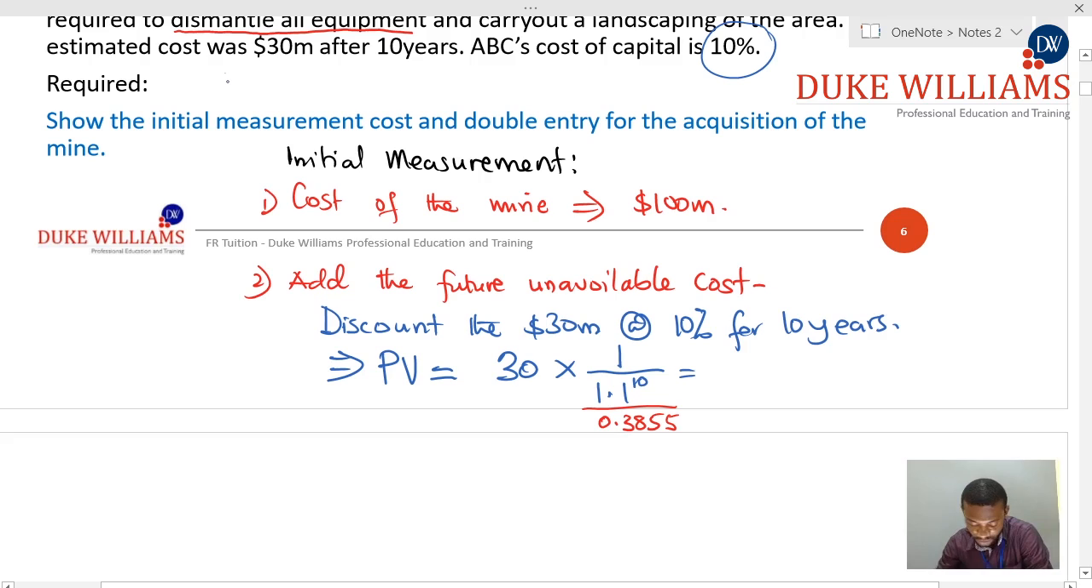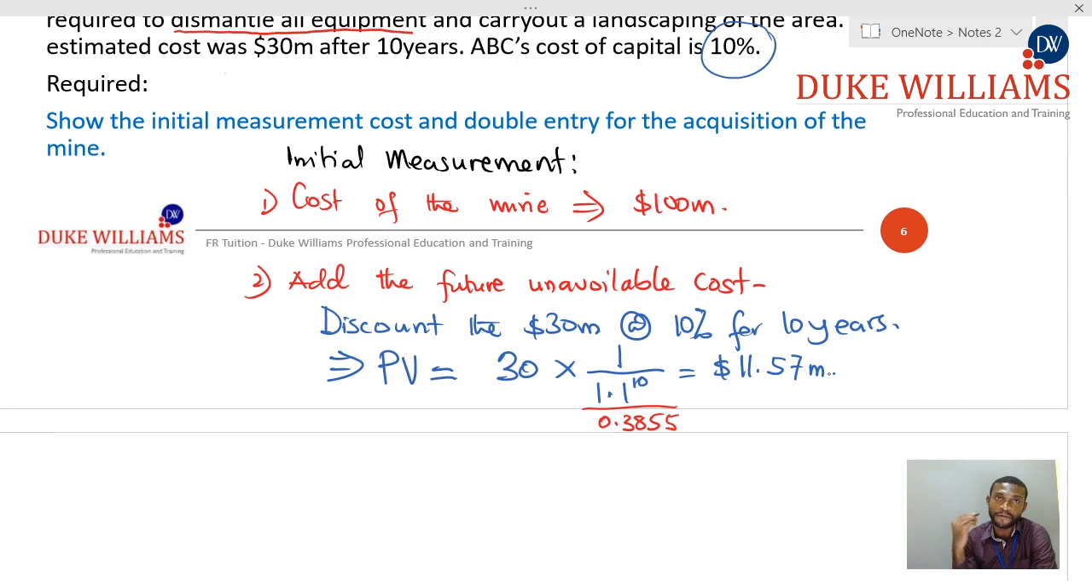So 0.3855 times 30 would give us 11.57 to two decimal places, million. So the present value of this amount, which is 10 years away from now, has been determined as 11.57.